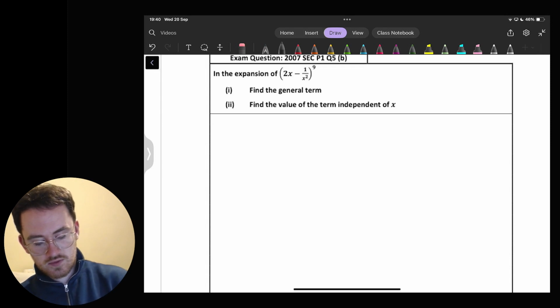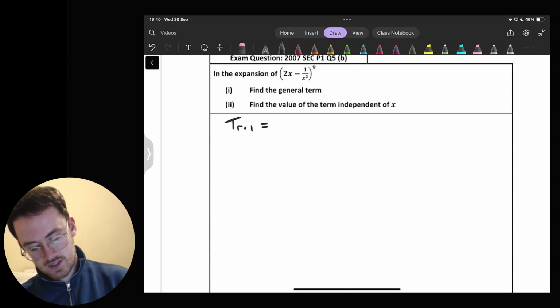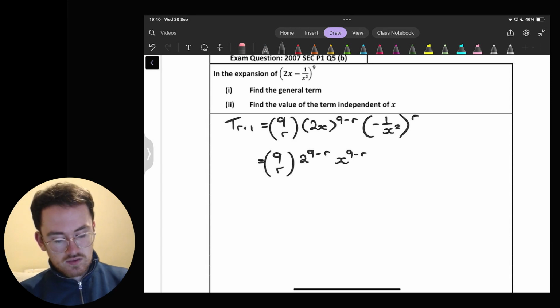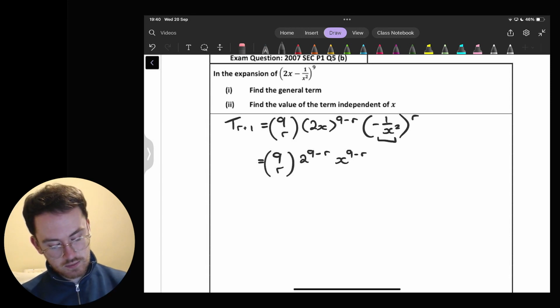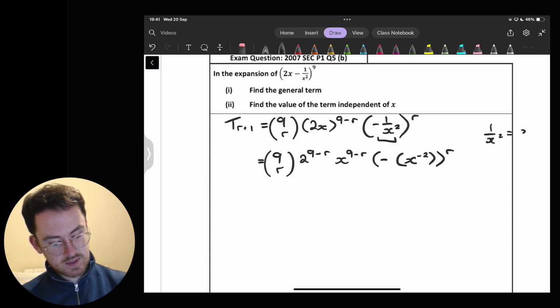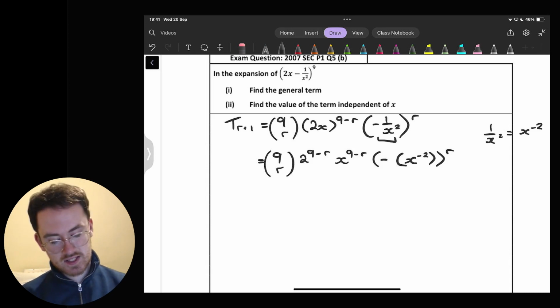But let's find the general term for this one. So again, T r plus 1 is going to be 9 choose r, 2x to the power of 9 minus r, minus 1 over x squared to the power of r. So let's have a look now at trying to simplify this down. So here we can rewrite the 2 as 2 to the power of 9 minus r, x to the power of 9 minus r. And trying to rewrite this middle part, let's take it in 2 steps. So we'll write minus x to the power of minus 2, all to the power of r. So remembering that 1 over x squared is the same as x to the power of minus 2, and keeping that minus in front.